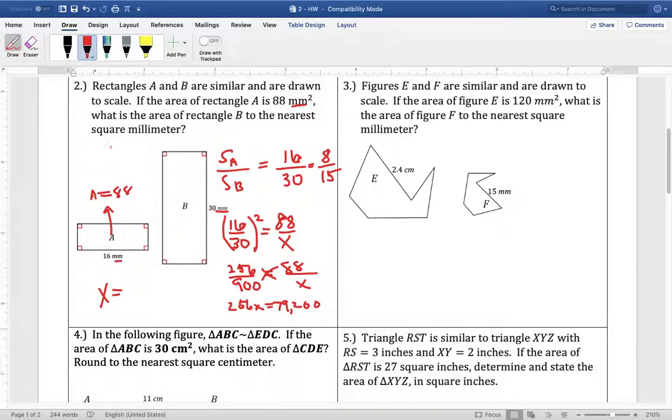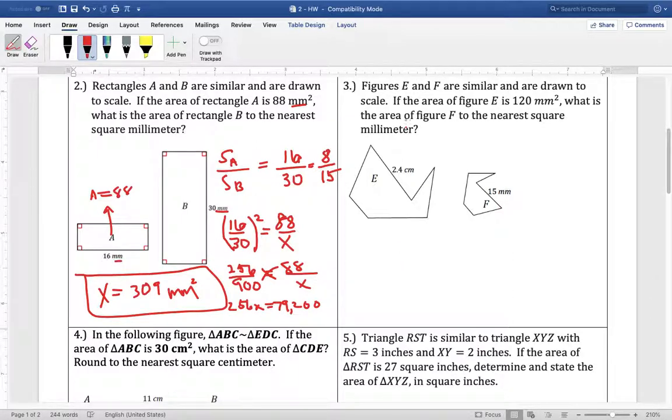309.375, and to the nearest square millimeter, that would be 309, because the decimal is 0.375. And this is squared because, of course, it's area. So this is how you can go about determining either the missing area or even a missing side if we had to. Let's take a look at number 3.